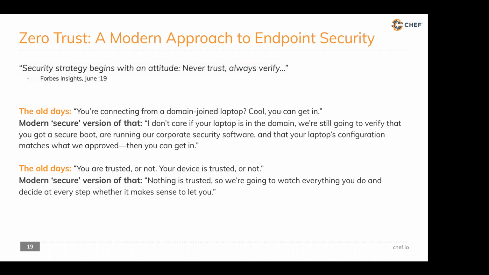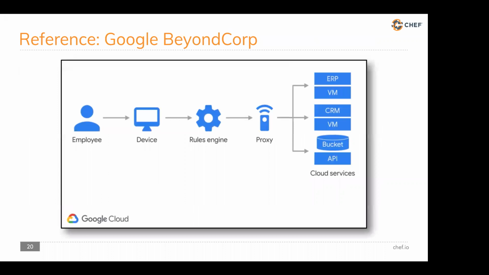And there's some old kind of patterns of joining from a domain join laptop. That's pretty much all you used to need in the past. Now we're still going to validate that you're running security software, your laptop's configuration is in place before your laptop can be logged in or connected to that resource. So let's look at Google BeyondCorp as just a reference. I think that they have a very nice diagram that describes the patterns here.